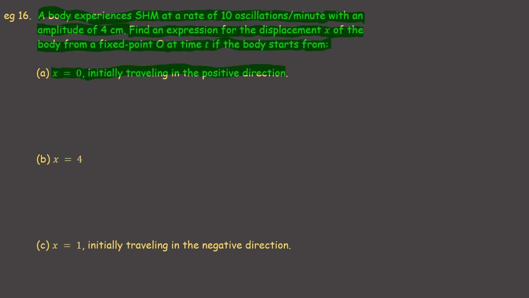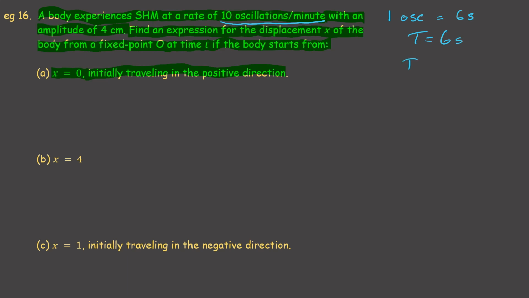Well, let's do a little bit of preliminary work here. If we have 10 oscillations per minute, that means one oscillation is 6 seconds. And one oscillation is the period. So the period is 6 seconds.